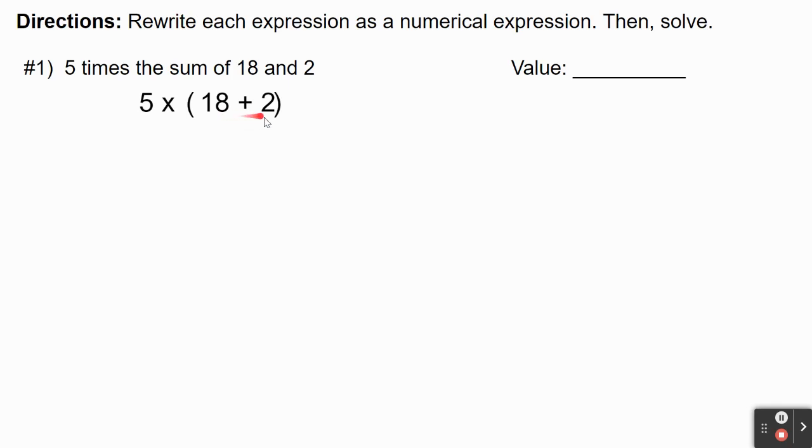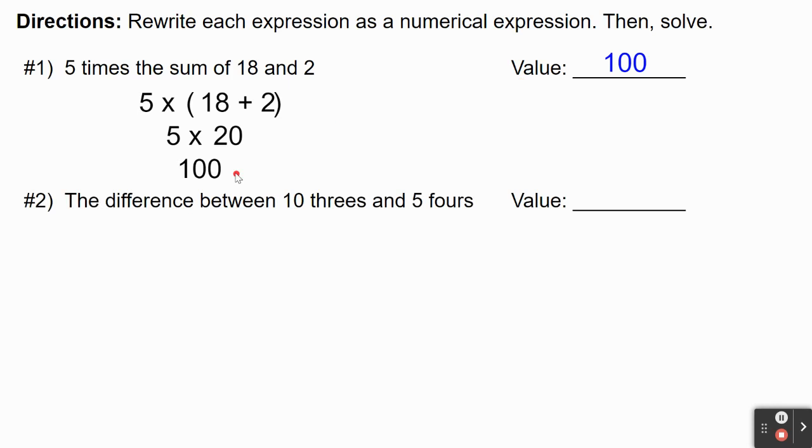This allows us to solve what is inside the parentheses first and then multiply our answer times 5. So let's do that. 18 plus 2 is 20, and now we can multiply 20 times 5 to get 100. So the value is 100. The value is our answer when we solve the problem.